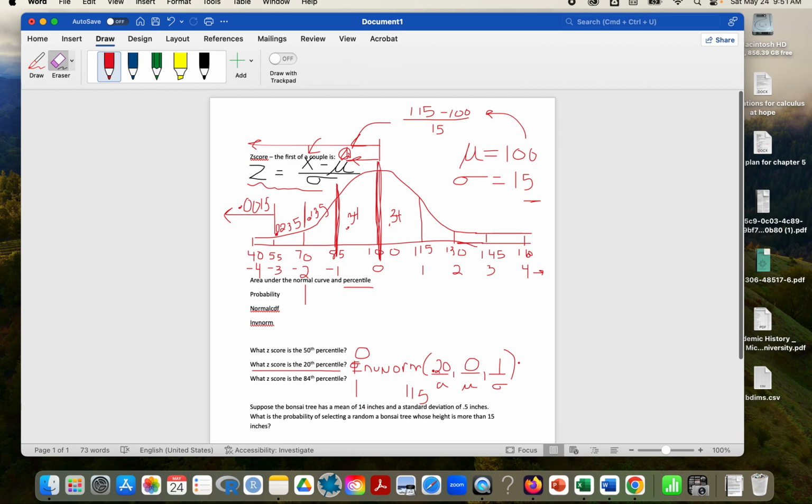So the location, not the area, the location on the number line is negative 0.84. So over here, we're on the negatives. I'm in z-score land. I'm not in raw data point land. I'm in z-score land. Negative 0.84 is almost to negative 1. So I'm going to use a different color. I'll use blue. So we're somewhere in this vicinity where we're talking about negative 0.84. Negative 0.84 has 20% of the area underneath the curve to the left.